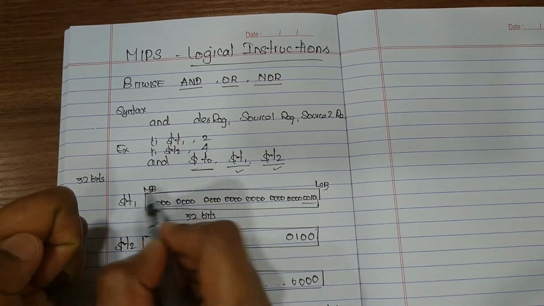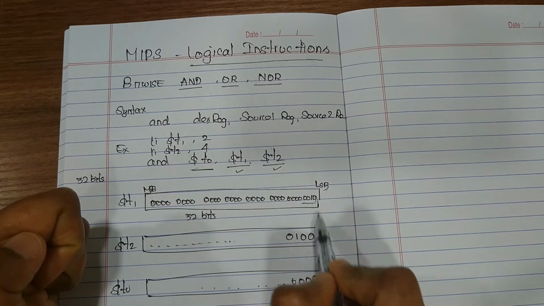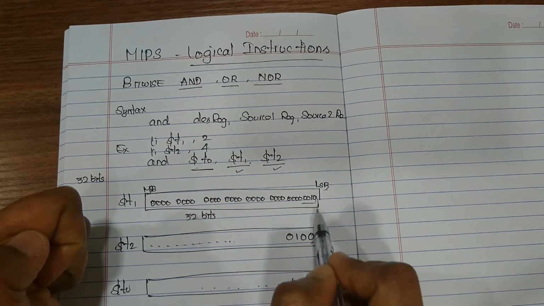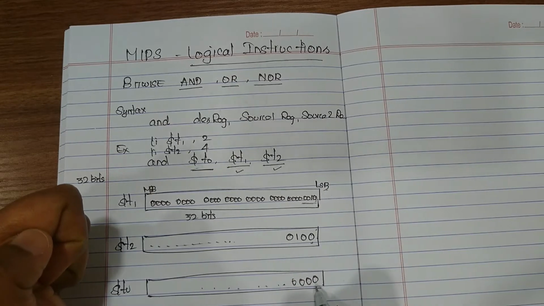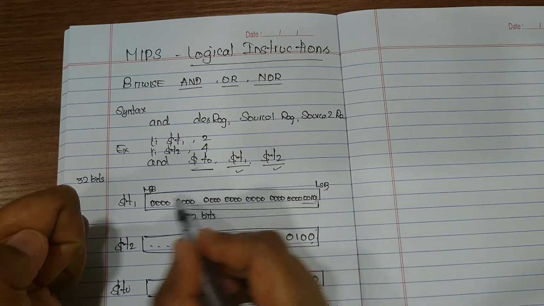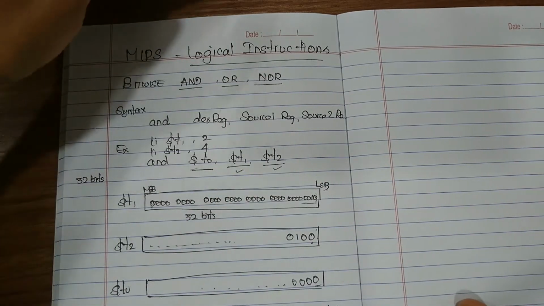LSB to MSB. So starting from the least significant bit, it is compared with the least significant bit of the other source register and the AND operation is done. So the result is calculated. Then the next bit and then the next bit. It continues until the most significant bit. So this is bitwise AND.